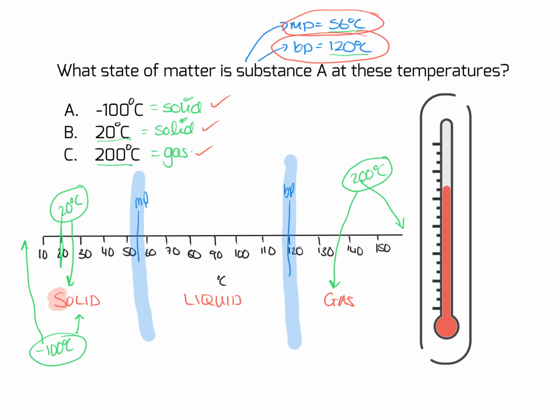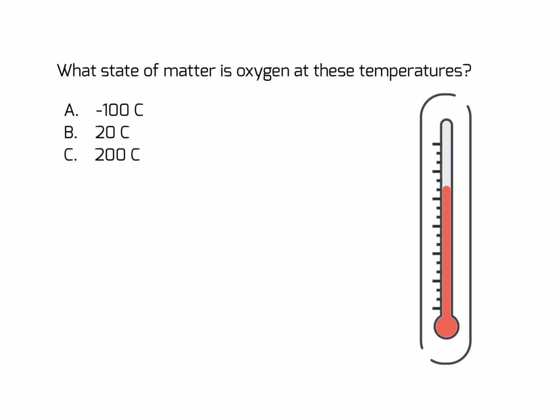And that's pretty much it, and you can do that then for any substance at all. One thing to be wary of is sometimes your melting point and your boiling point might both be negative numbers, so you have to get good at drawing a negative number line. So I'll show you one example like that next.